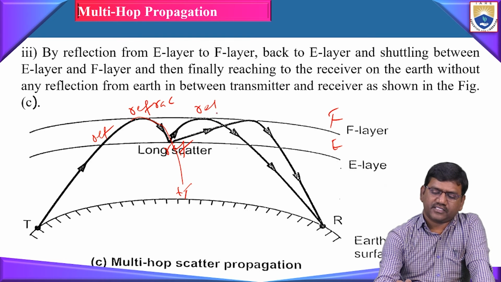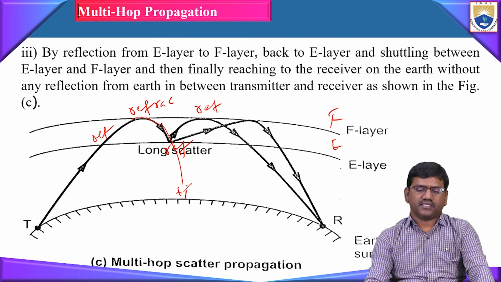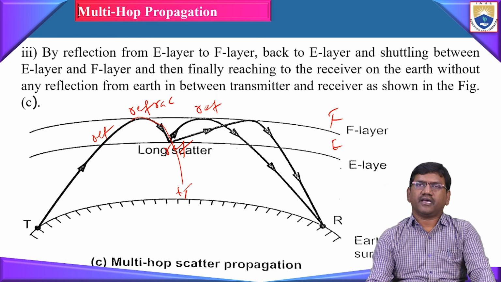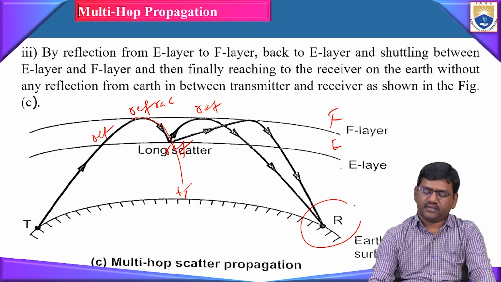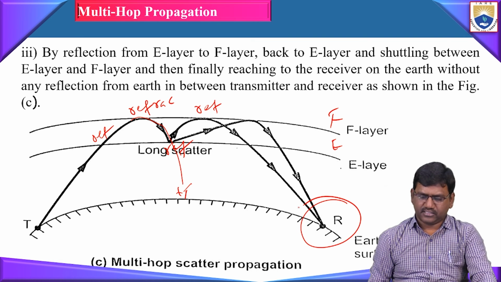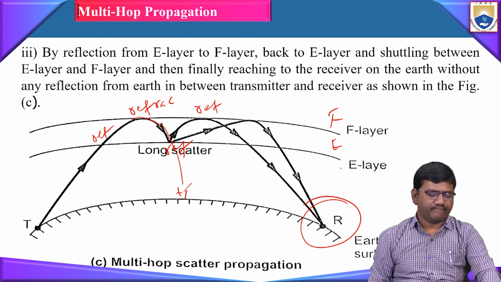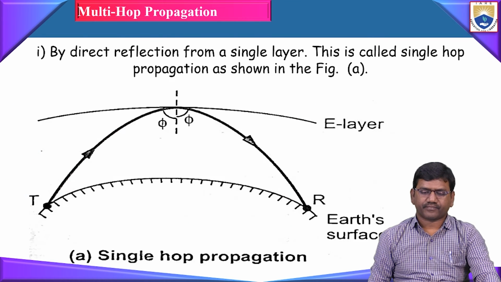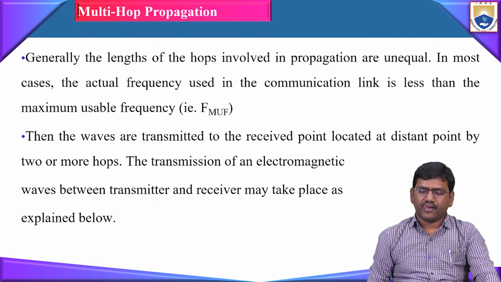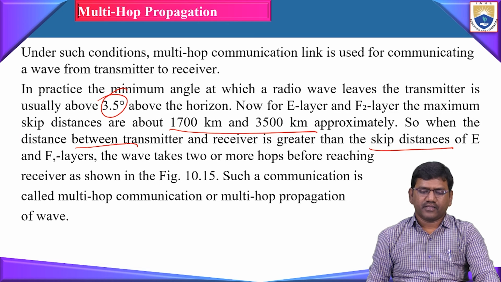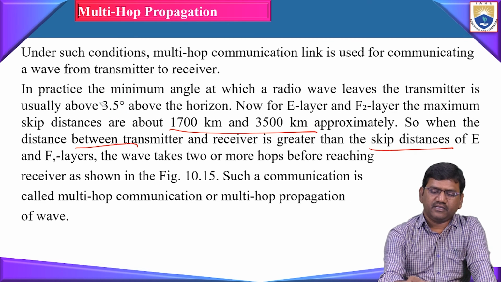Again here the refraction is happening. So like this, so many number of paths within the layer. After traveling many number of paths, finally the wave is going to reach the Earth's surface here. So here you can see multi-hop propagation.